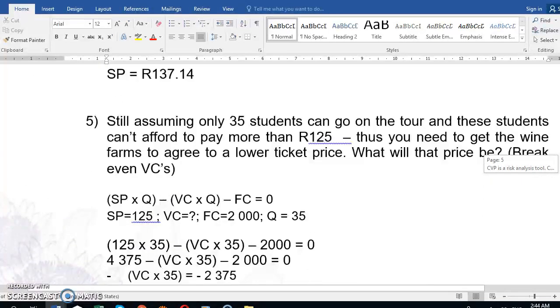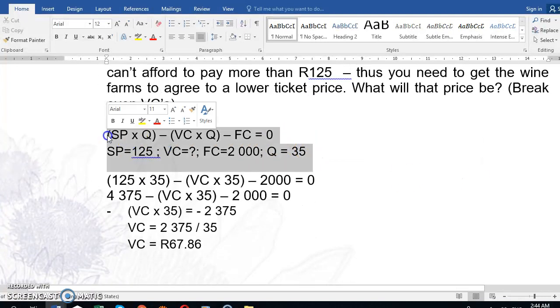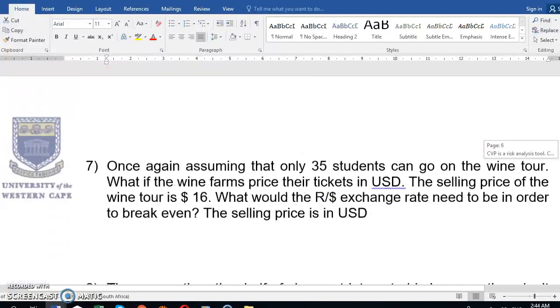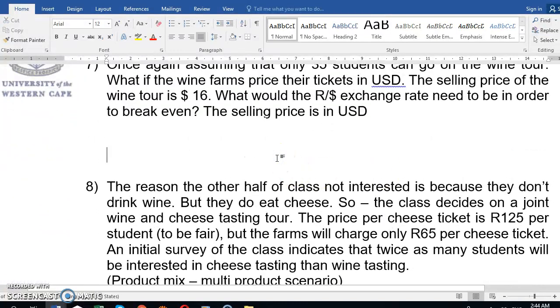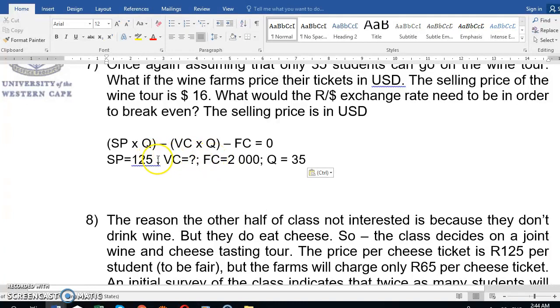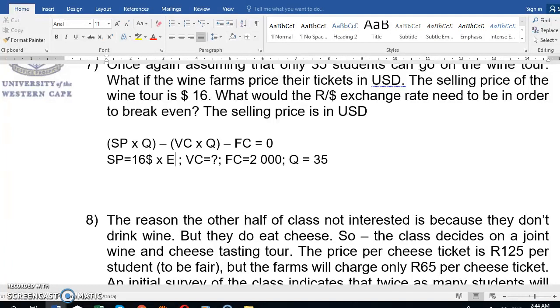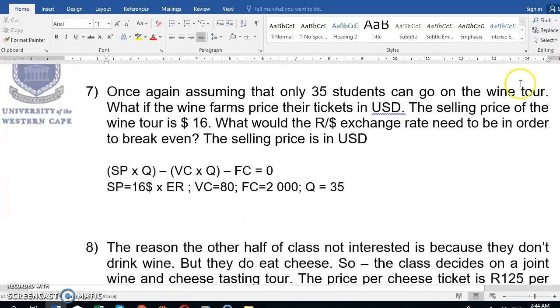It looks like it's all hectic because there is now an exchange rate, but I'm going to show you how simple it is. It's still going to be the basics, that our selling price is going to be $16, but remember everything else is in rand, so we need to multiply the $16 with an exchange rate to effectively get it in rands, but we don't know what that exchange rate is. We need to calculate it. The variable cost will still be 80, the fixed cost will still be 2,000, and the quantity is 35.